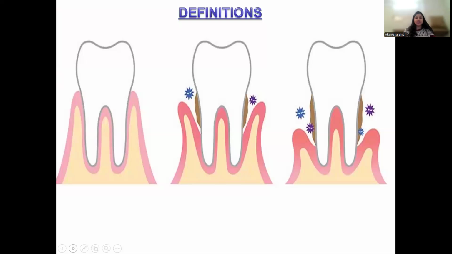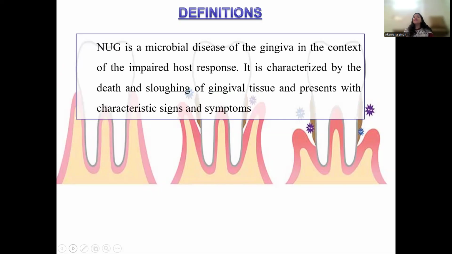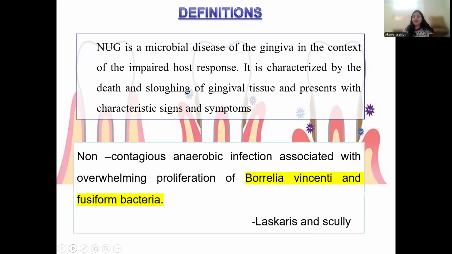Next, when talking about the definition, you can see in this picture how the gums and the infection spread and slowly the gingiva degenerates. It is a microbial disease of the gingiva in the context of an impaired host response. So it's a two-way thing: when the bacteria attack our gums, our host also shows some reaction. There is some impairment in the host response, which is characterized by the death and sloughing of gingival tissue and presents with characteristic signs and symptoms. We can also call it a non-contagious anaerobic infection, associated with two major bacteria, Borrelia vincentii and fusiform bacteria.